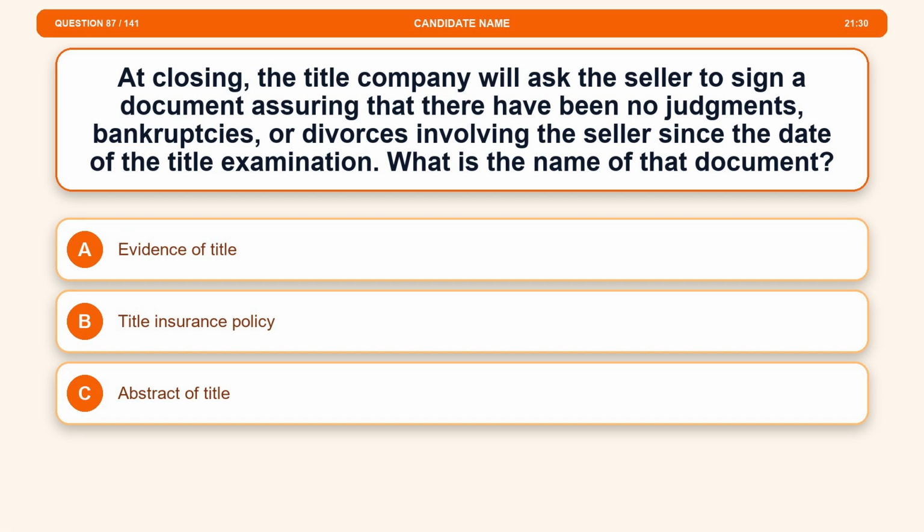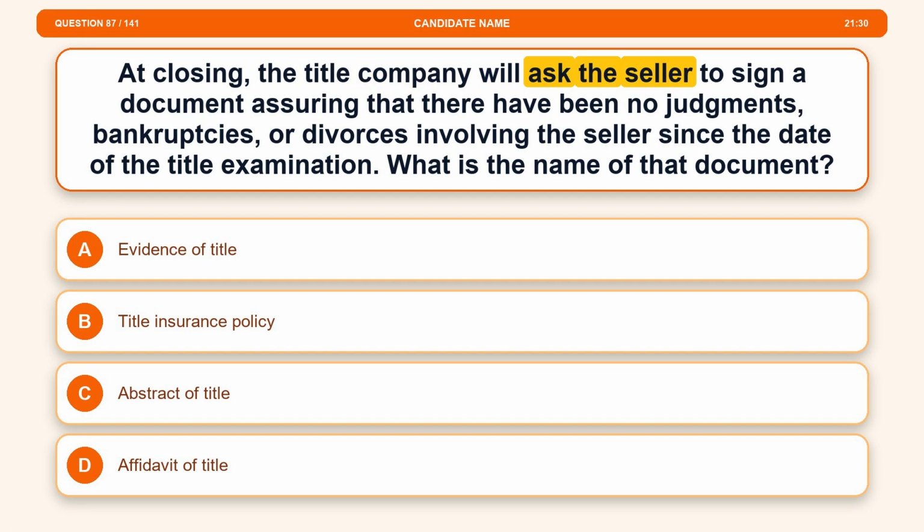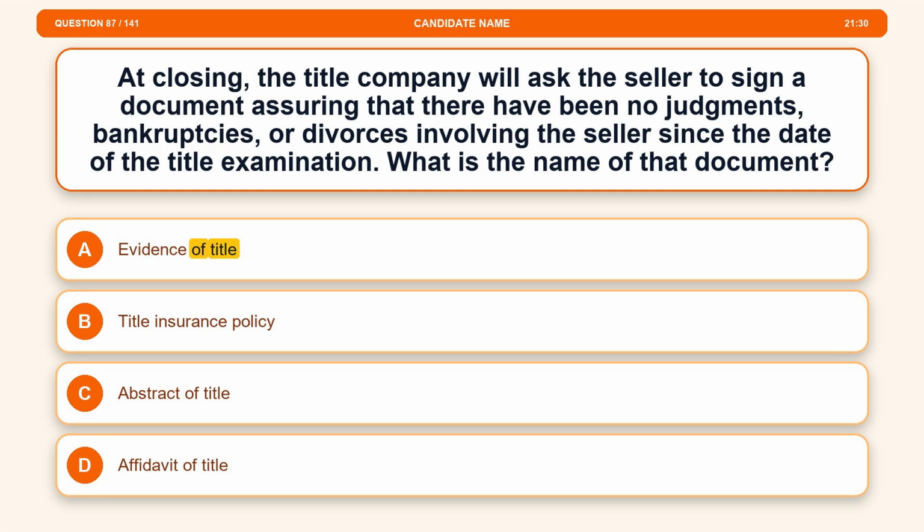Question 87. At closing, the title company will ask the seller to sign a document assuring that there have been no judgments, bankruptcies, or divorces involving the seller since the date of the title examination. What is the name of that document? Option A, evidence of title. Option B, title insurance policy. Option C, abstract of title. Option D, affidavit of title.